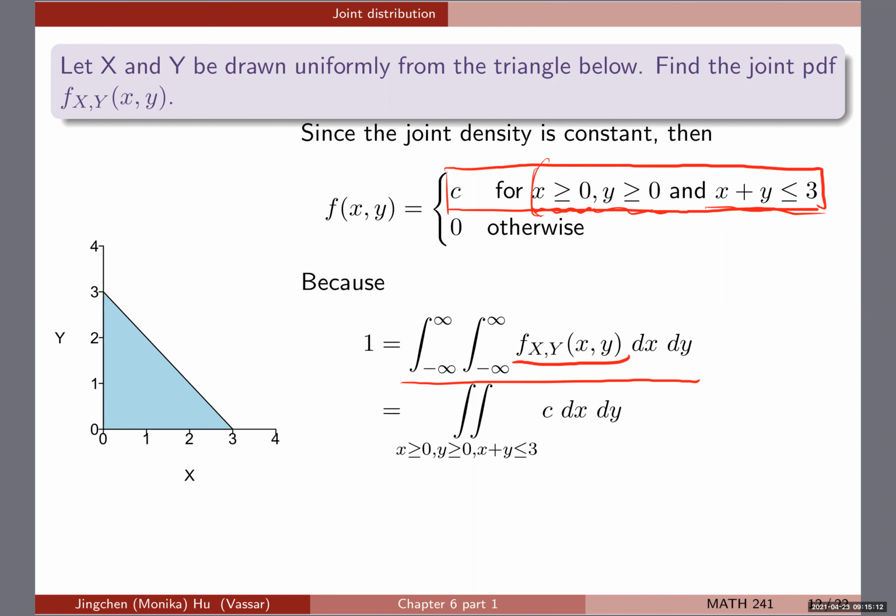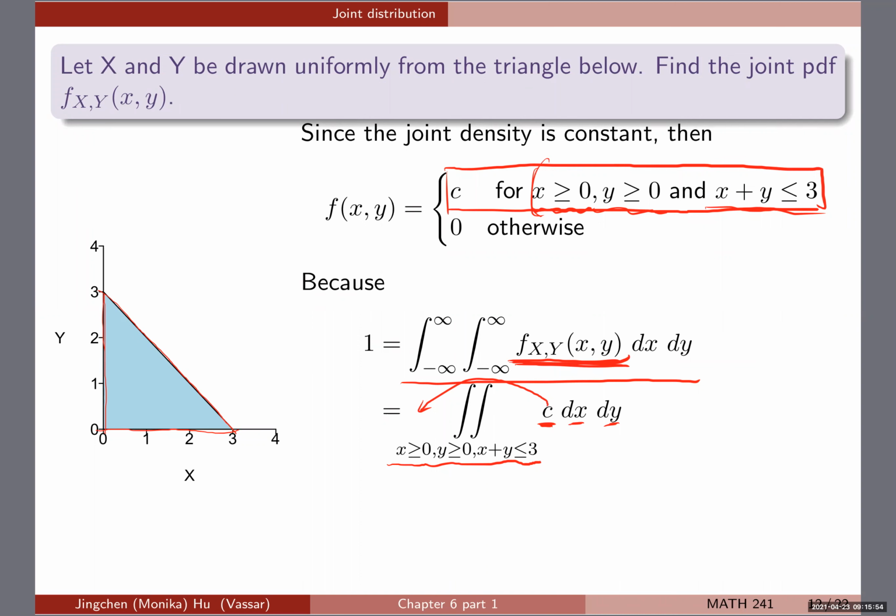This is maybe new notation for many of you as well. The PDF is C in this range, and then we write all of the conditions we need in this particular double integral sign. For this particular exercise, since it's a triangle, one shortcut is that you can recognize the area of this triangle. When I bring the C out, because C is a constant with respect to x and y, you can bring it outside of the integral.